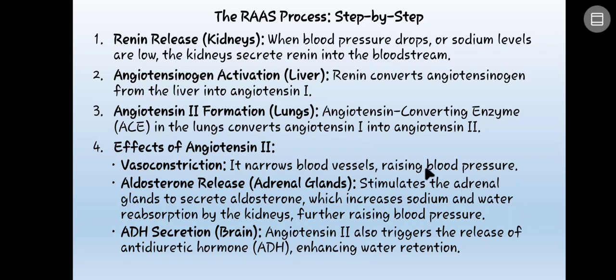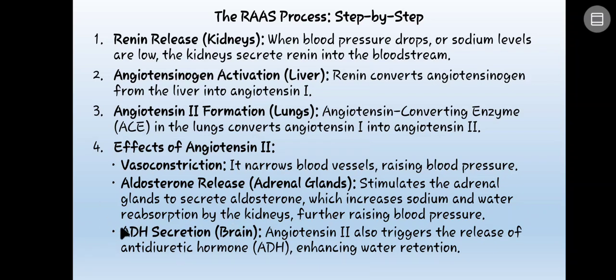Another thing that would occur following angiotensin 2 is aldosterone release from the adrenal gland, specifically the adrenal cortex. It will stimulate the adrenal glands to secrete aldosterone, and this aldosterone will increase sodium and water resorption by the kidneys. And that will further raise the blood pressure.